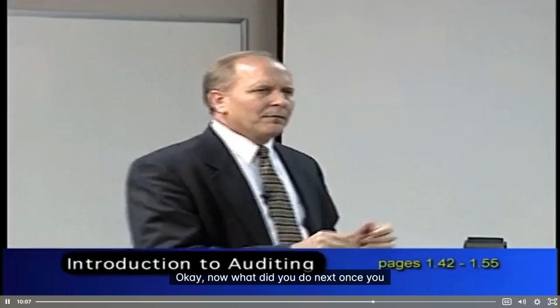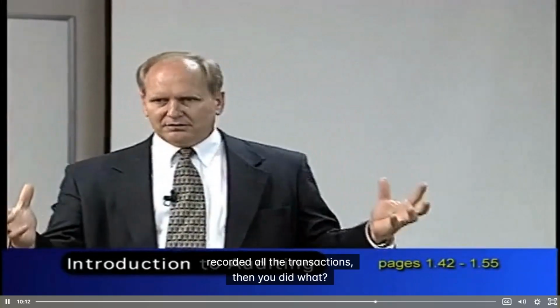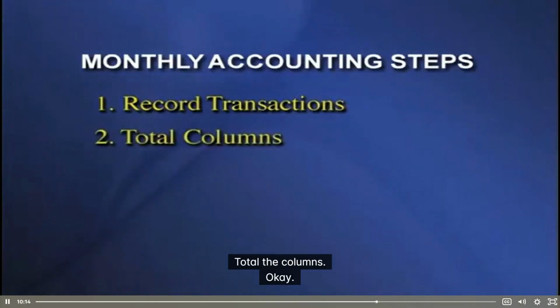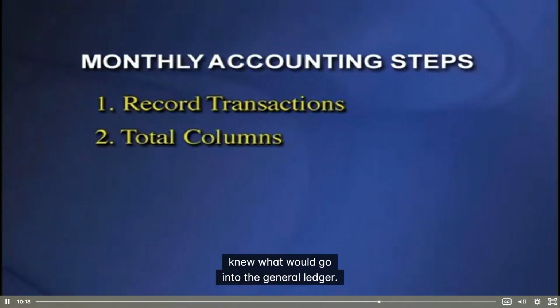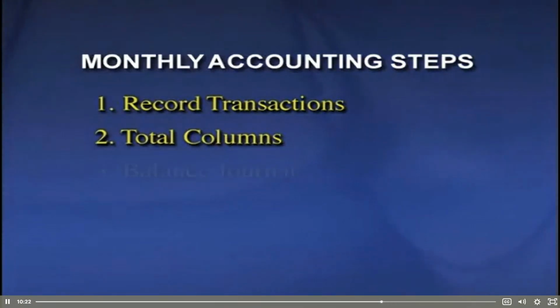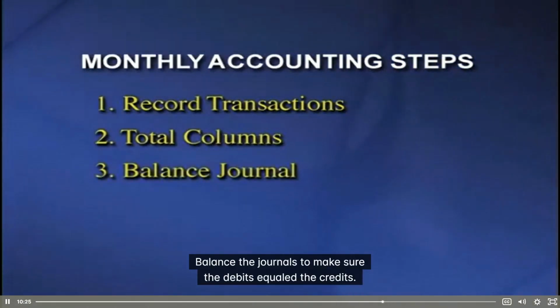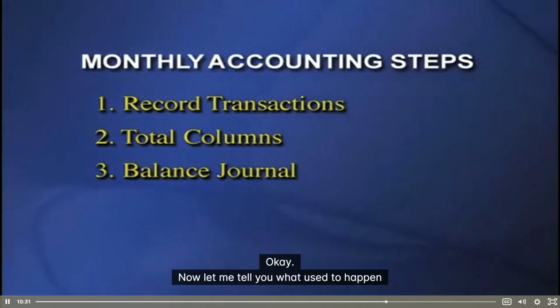Okay. Now, what'd you do next? Once you recorded all the transactions, then you did what? Totaled the columns, okay? Got a total for each account so that you knew what would go into the general ledger. What was the third step? Balance the journals to make sure the debits equaled the credits, correct? Okay? Just to make sure that we didn't have any problem in the journals, okay?